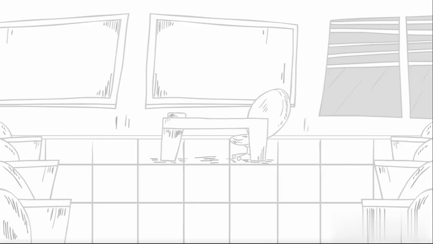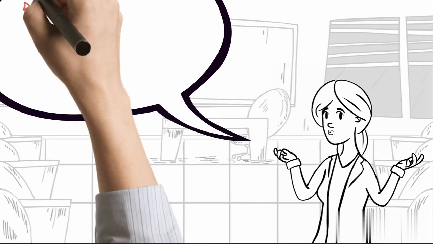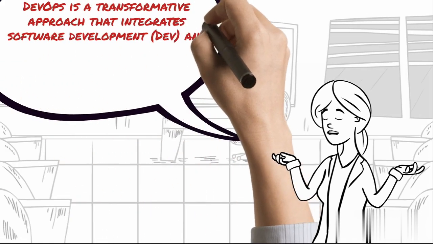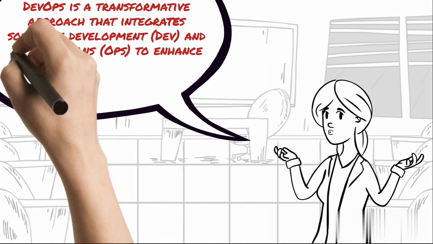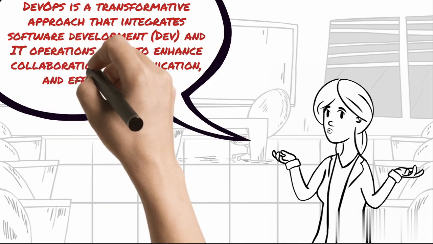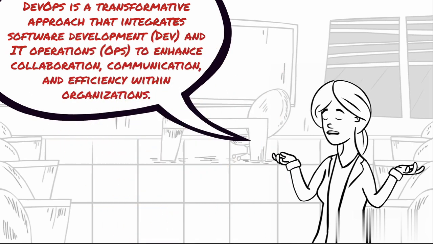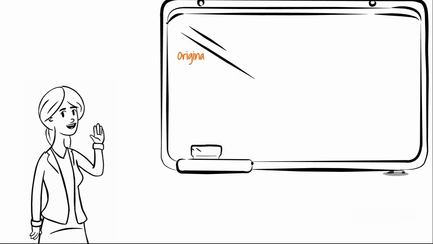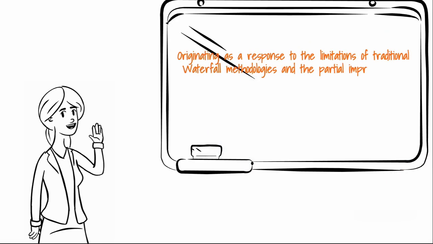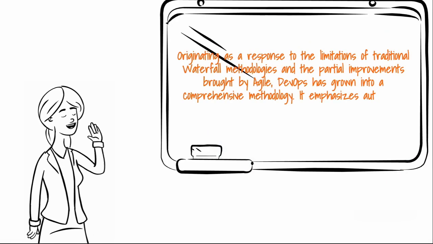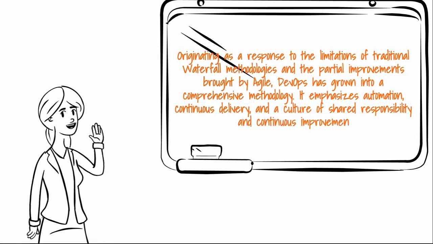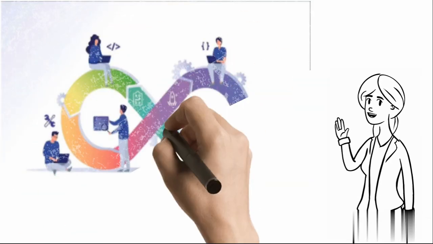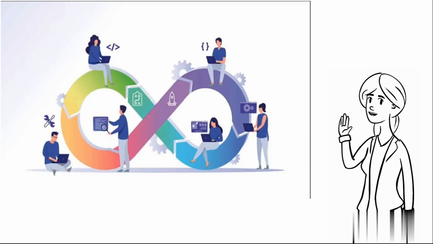In summary, DevOps is a transformative approach that integrates software development, Dev, and IT operations, Ops, to enhance collaboration, communication, and efficiency within organizations. Originating as a response to the limitations of traditional waterfall methodologies and the partial improvements brought by Agile, DevOps has grown into a comprehensive methodology. It emphasizes automation, continuous delivery, and a culture of shared responsibility and continuous improvement.